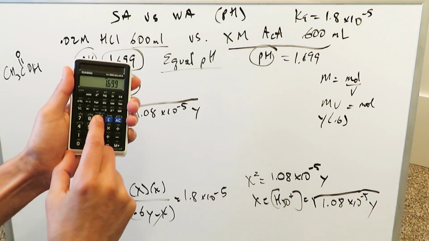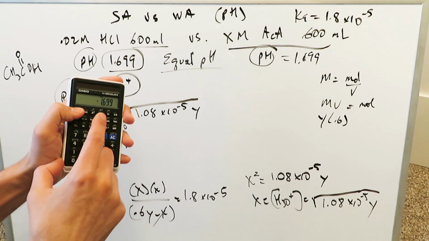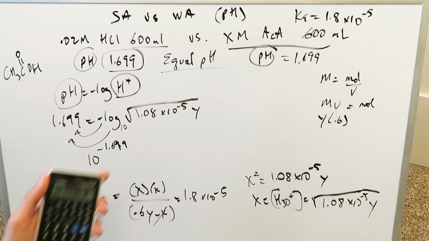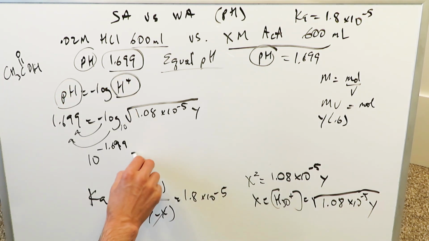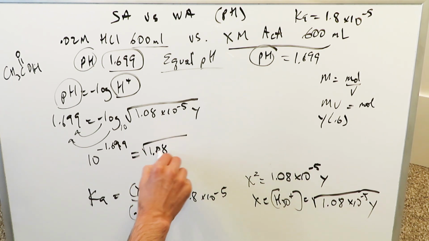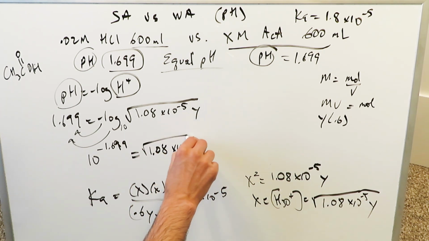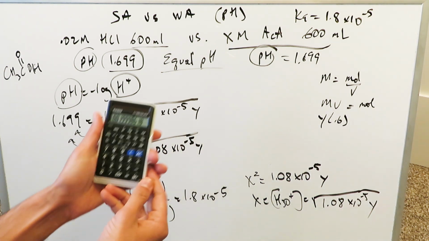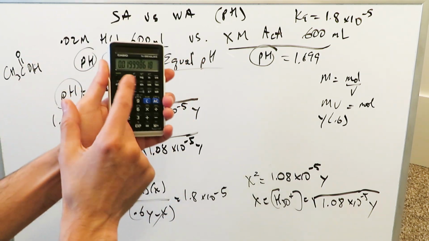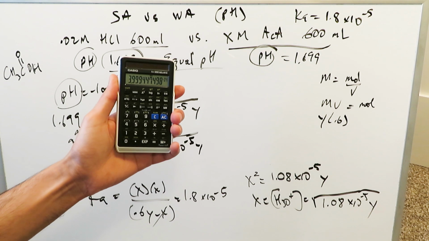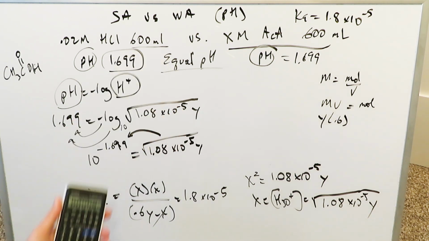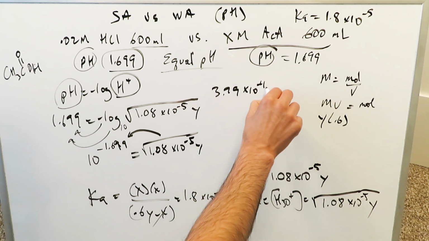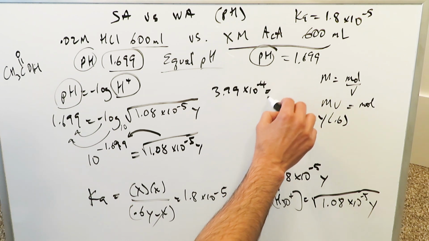So let's do that. We have 1.699. I'm taking the minus on the other side, then shifting the log and bringing in the exponential base 10. I have 0.01999. I won't actually do anything with that, but I know it's equal to the square root of 1.08 times 10 to the minus 5y. Now I'm going to take this square root on the other side and it becomes a square. I have the value already. I'm going to square it because the square root on the other side of the equal sign is a square. I have 3.99 times 10 to the minus 4.